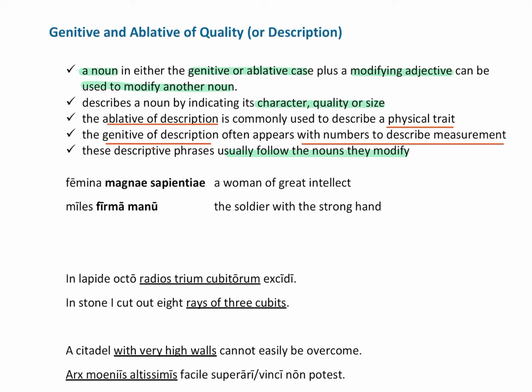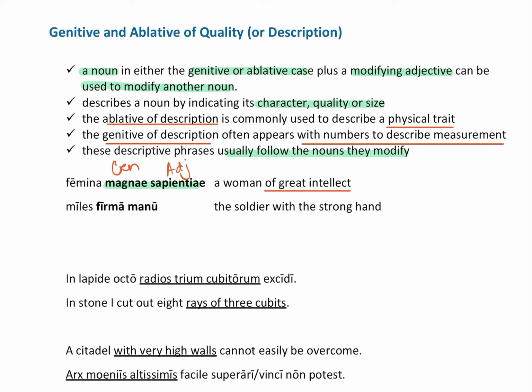Femina magnae sapientiae. So here what we've got is the adjective, right? The genitive or the ablative case. Here we have the genitive case, followed by the adjective here. A woman of great intellect. And you can see how it's genitive. So genitive of great intellect. You can see how that translates right into the of.